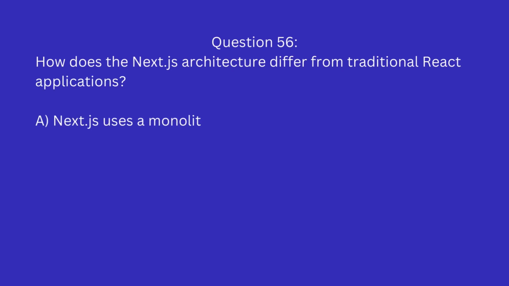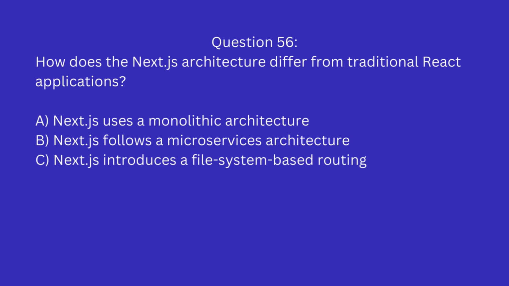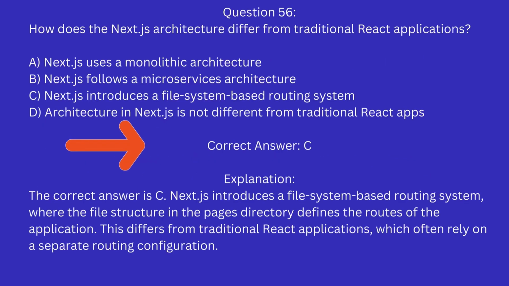Question 56. How does the Next.js architecture differ from traditional React applications? A. Next.js uses a monolithic architecture. B. Next.js follows a microservices architecture. C. Next.js introduces a file system-based routing system. D. Architecture in Next.js is not different from traditional React apps.